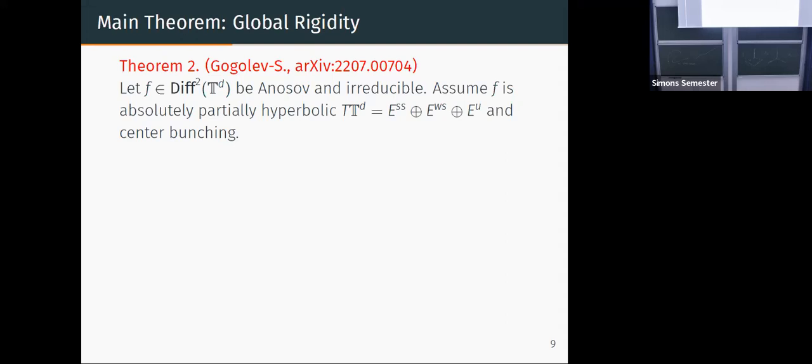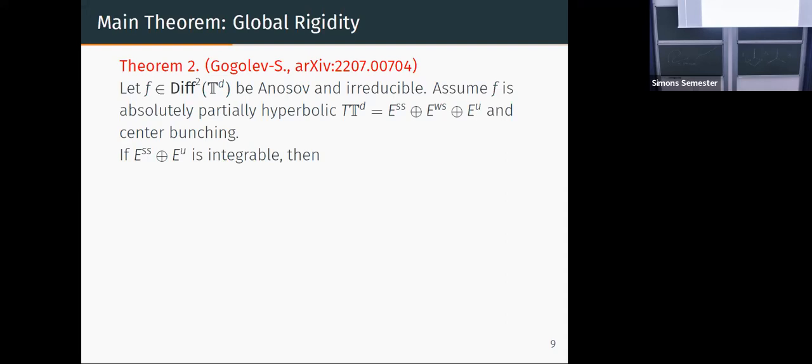And now I want to say something about our main theorem about global rigidity. And right now the setting will be the same, because as I mentioned yesterday, when you are reducible, you can construct some counterexamples even locally close to the linear part. So you also need irreducible. Okay, irreducible. And right now my F needs to be absolutely partially hyperbolic, and also satisfy the center bunching condition. And I will explain this a little later.